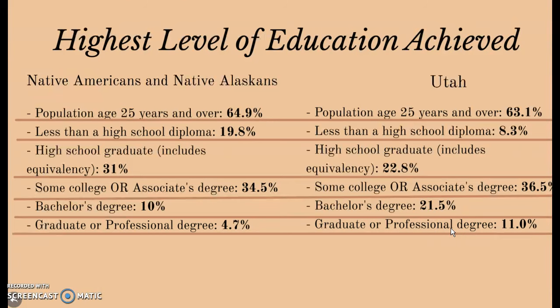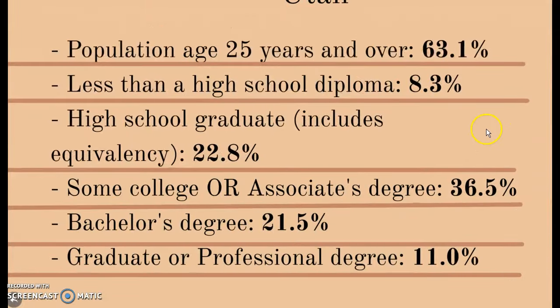19.8% of Native Americans who are aged 25 or older currently hold less than a high school diploma. Compare that to 8.3% of people in Utah who are above the age of 25.